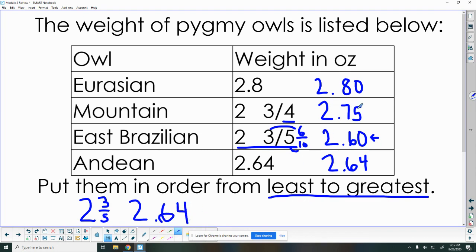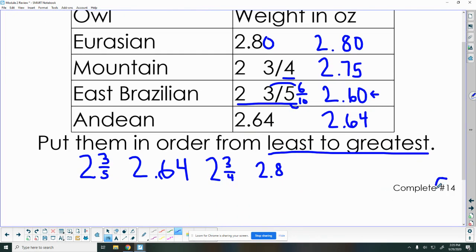And then we have 2.75 or 2 3/4 for the mountain owl. So last left us with 2.8. So I know 0.8 sounds smaller than 64. But when we add that placeholder 0, remember it's really 2.80. So 2.8 is the greatest. Okay, so go ahead and try number 14. And then if you have any questions and you are stuck, please let your teacher know so that they can help you before you take the test tomorrow.